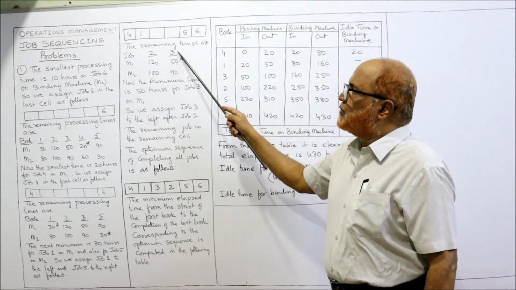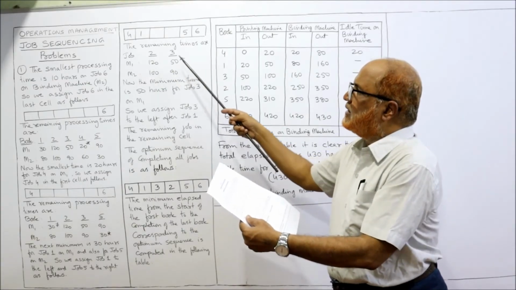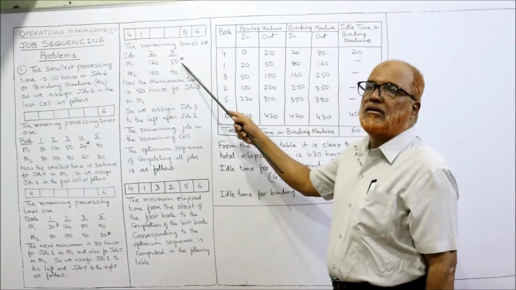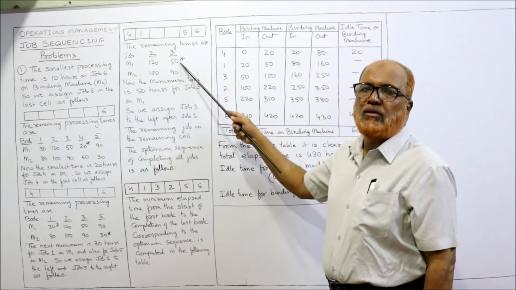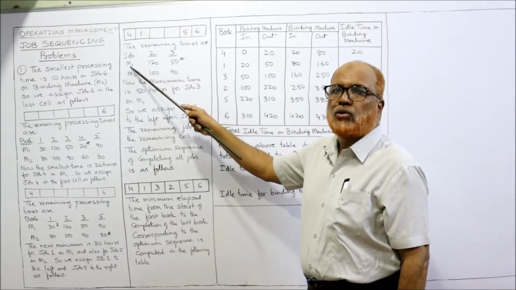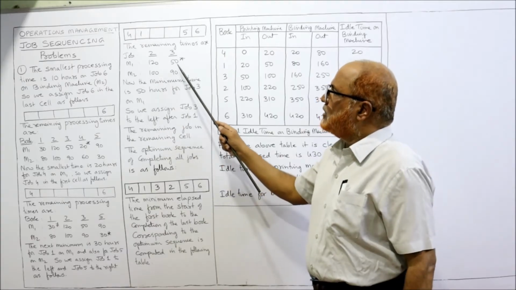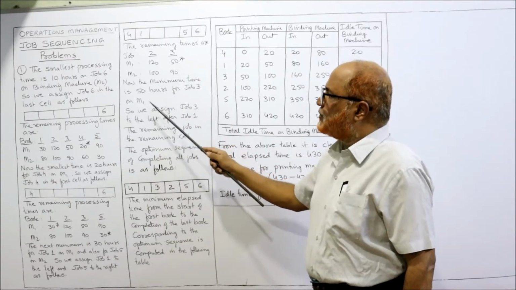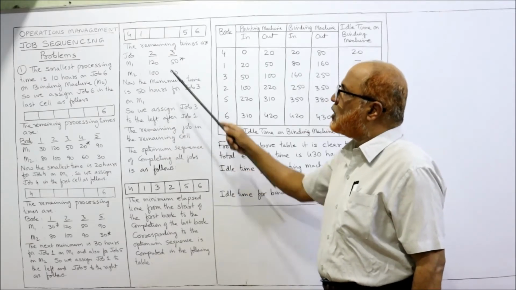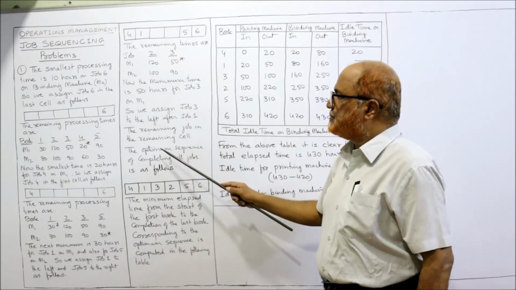Now job 2, job 3, M1. The times are given in the problem. For the second job 120, 100, third job 50, 90. What is the minimum time? 50. For which job and on which machine? Third job on machine M1. So again from the left, we have to assign. So this 50 is for job 3 on M1. So we assign job 3 to the left after job 1.